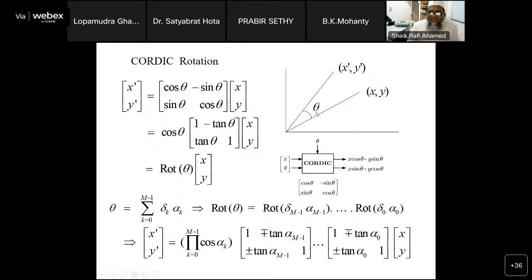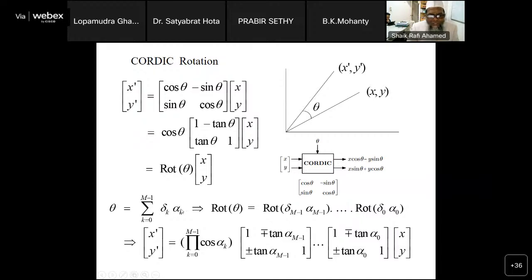So the total angle that I have to rotate is theta. So this theta I am going to rotate in micro angles. Because we know that theta is equal to delta 0 alpha 0 plus delta 1 alpha 1 and so on up to infinity, but for finite precision I am taking 0 to m minus 1, a total of m iterations. So this is delta 0 alpha 0 plus or minus delta 1 alpha 1 plus or minus and so on up to delta m minus 1 alpha m minus 1.